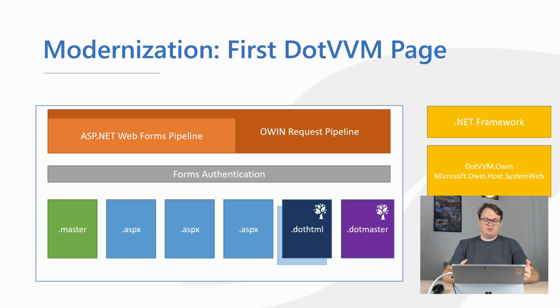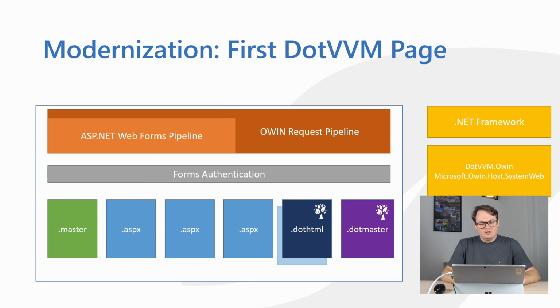So I would start with something simpler, which doesn't need to work with authentication much, and you just take one page at a time and you can rewrite it in .html syntax. And once you register a .vvm route in the OWIN request pipeline, then this happens. When you get a request that points to an old version of the application, some old page that hasn't been migrated yet, it will be passed to the web forms pipeline and dispatched like usual. So there are no changes in this.